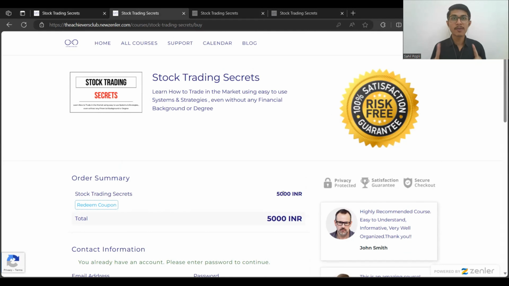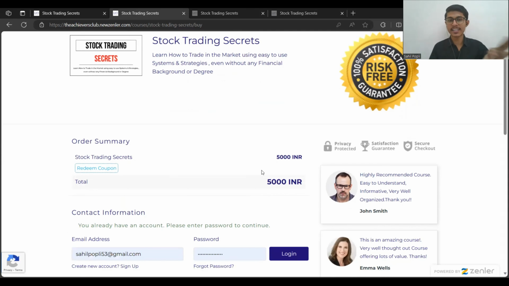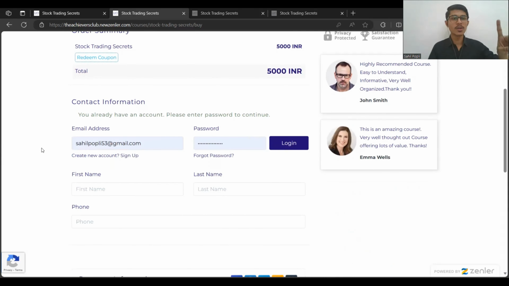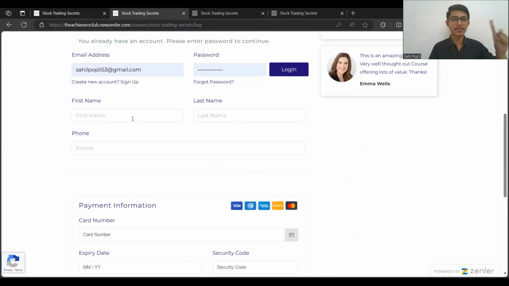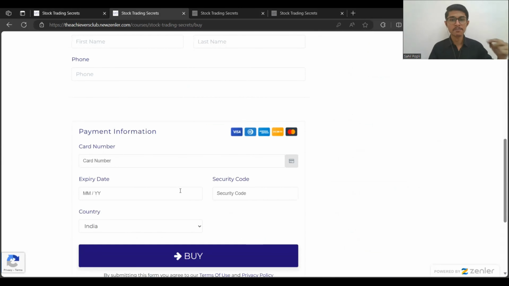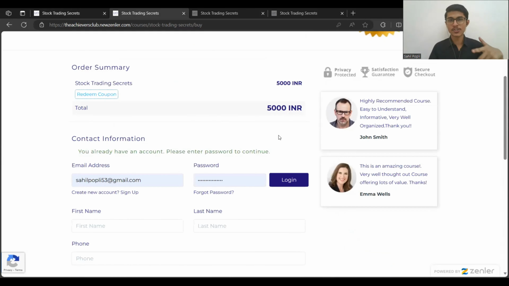But I want to ensure that if you're getting this particular course absolutely for free, you don't have to take it lightly. This is my years of hard work, and you can consider it smart work as well. You have to consider this opportunity as the best opportunity of your life, because you are getting this absolutely for free. All you have to do is put in your email address, your first name, last name, and phone number.